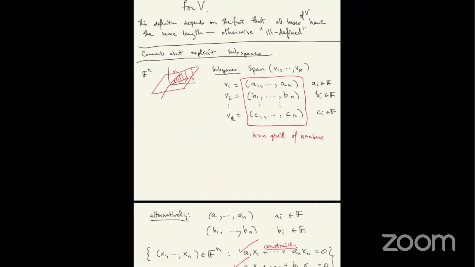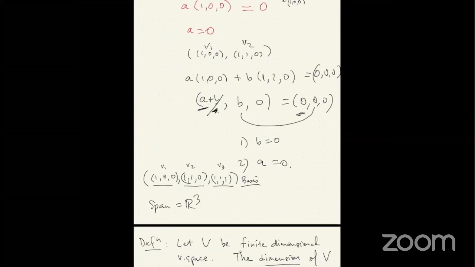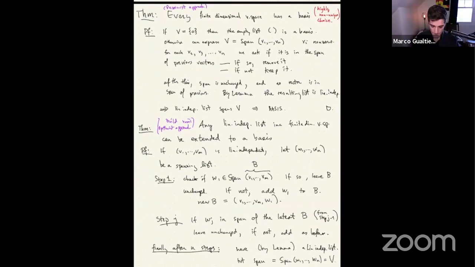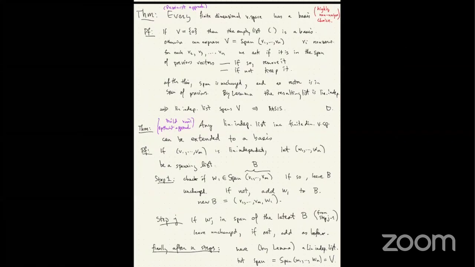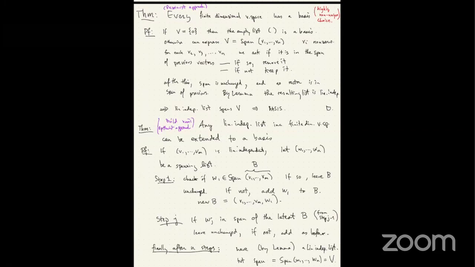Yeah, hello. Hi. I'm just wondering, when we were talking about the proof of the theorem that every finite dimensional vector space has a basis. At the very last step, you said that after n steps, we get the linearly independent list, which spans V, which is W1 to Wn. I'm not quite sure. I didn't really follow that part. Why is it W instead of the original B that we had plus all of the W's we added?